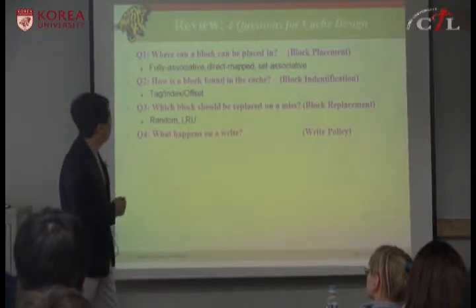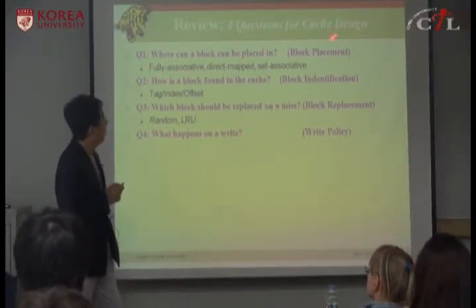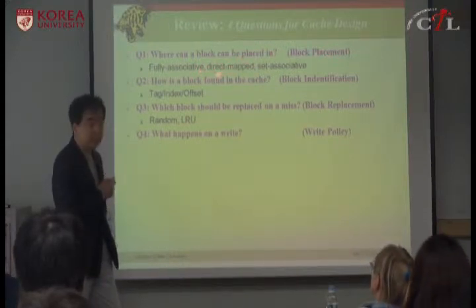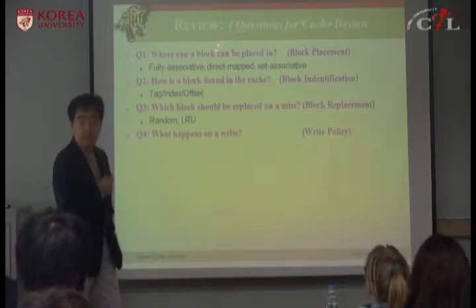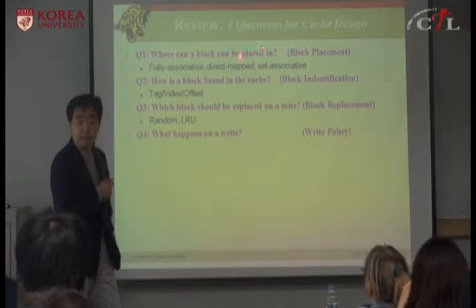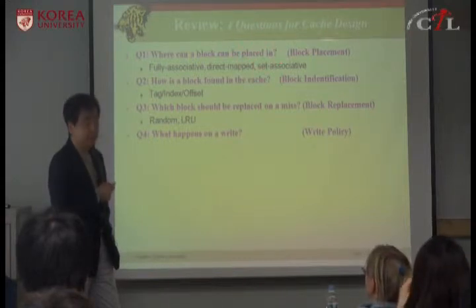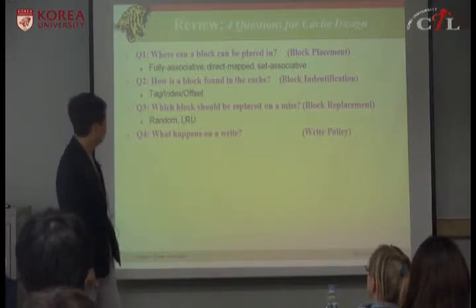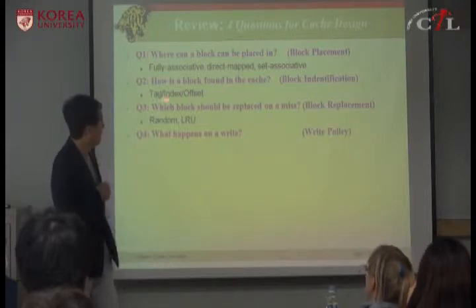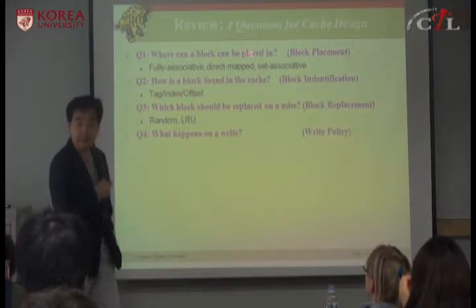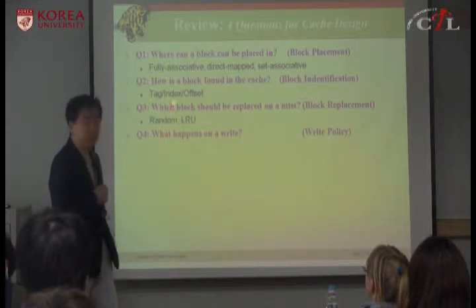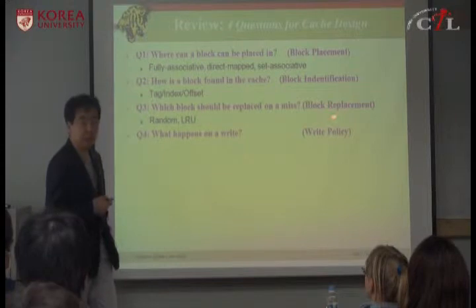So we have reviewed this kind of cache design. We have reviewed where we place a block into the cache depending on the freedom we have. The most flexible one is fully associative cache. The most limiting one is direct mapped cache. In general, we use set associative cache more often. And to determine hit or miss, the memory address is divided into tag, index, and offset, right? And for replacement, you can use random or LRU. For write policy, you can use write through or write back.